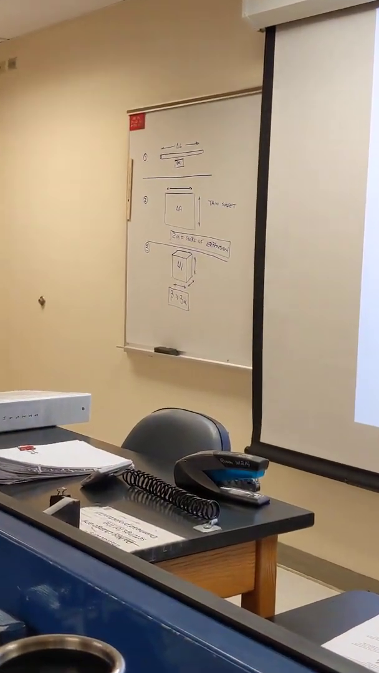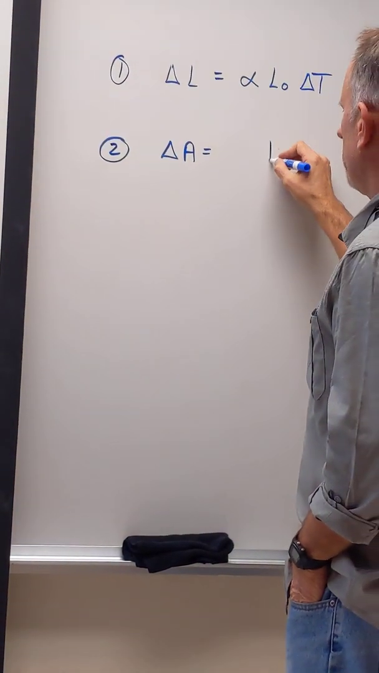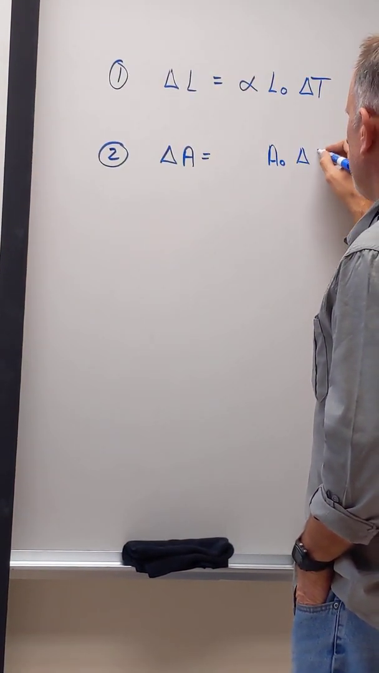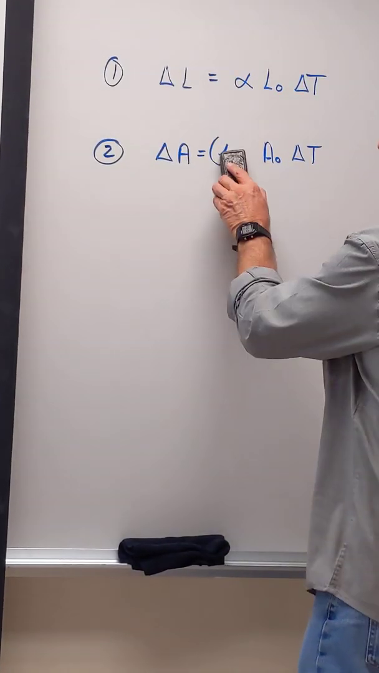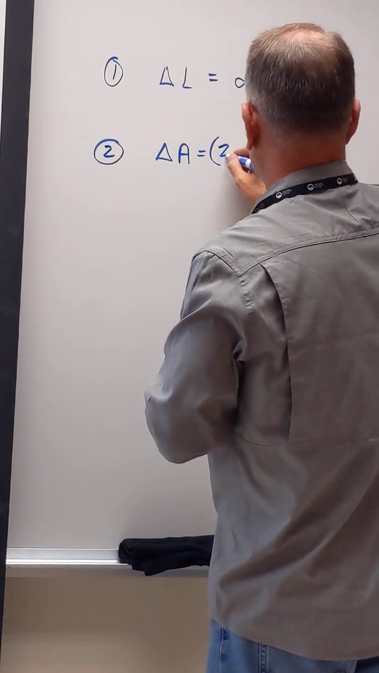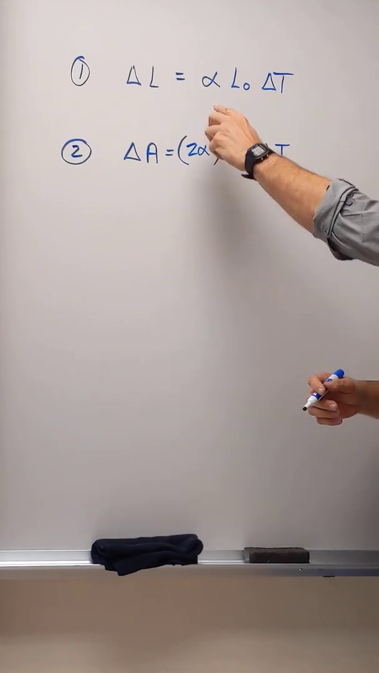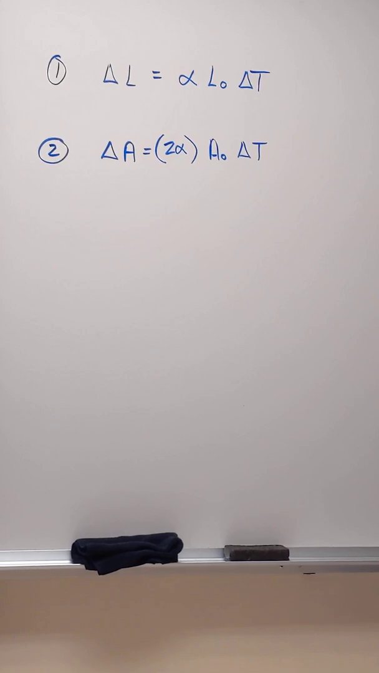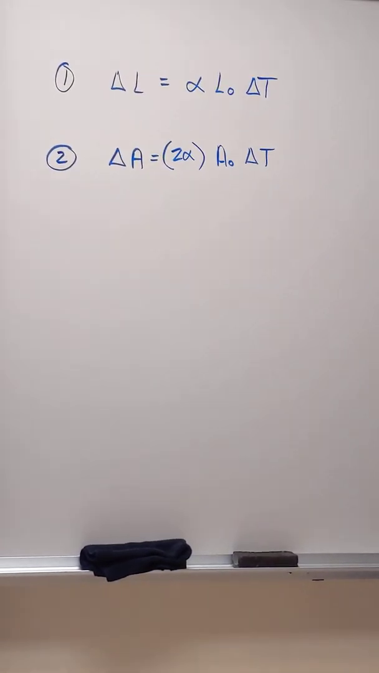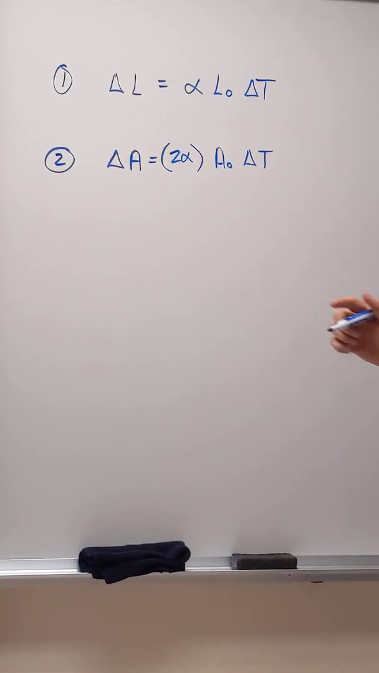And interestingly, if I want to get the change in area, of course, it depends on the original area and the change in temperature, and it turns out, if I take alpha, the linear expansion coefficient, and I multiply it by 2, that gives me the area expansion coefficient. Pretty cool, huh? I only have one head nod, so it's like minorly cool.